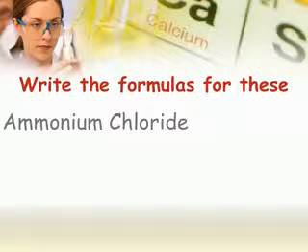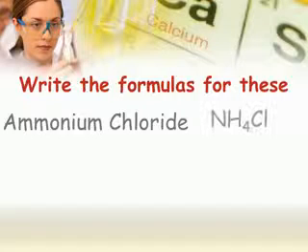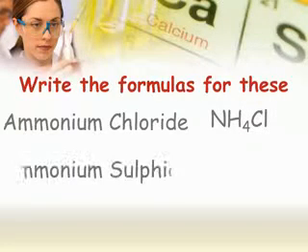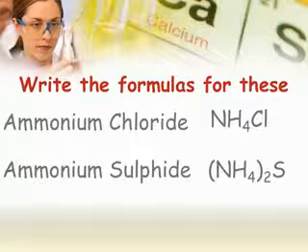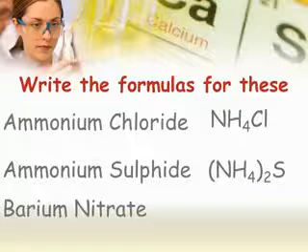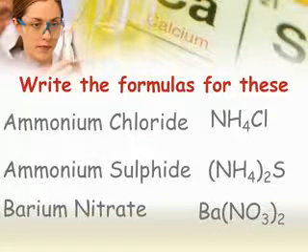Okay, let's try a formula for ammonium chloride. Simple, NH4Cl. How about ammonium sulfide? Well, you put that in parentheses, (NH4)2S. Okay, notice this is where the parentheses come in with polyatomics. Barium nitrate, also having to use parentheses.